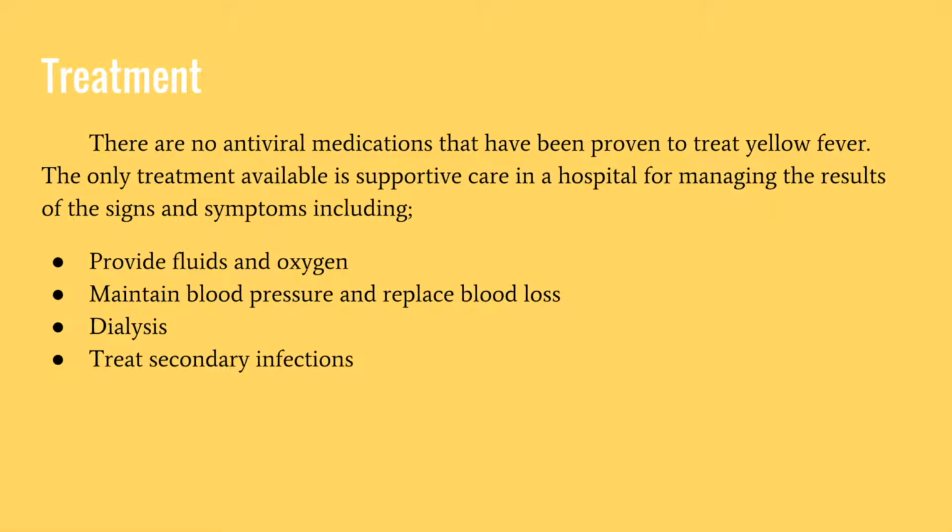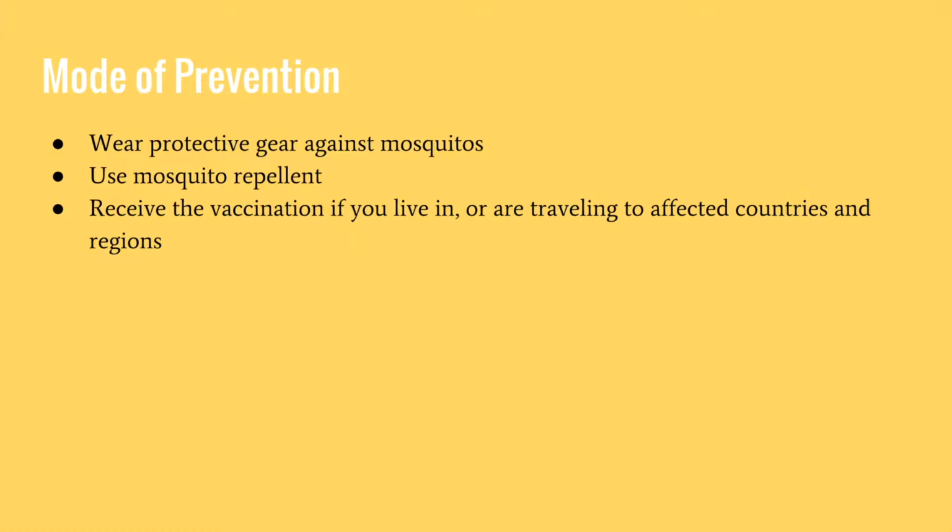Unfortunately, there are no antiviral medications that have been proven to treat yellow fever. The only treatment available is supportive care in a hospital for managing the signs and symptoms. The supportive care can include providing fluids and oxygen, maintaining blood pressure and replacing blood loss, dialysis, and treating secondary infections. Dialysis is given to patients whose kidneys are failing. In this treatment, a machine filters the blood in place of the kidneys.